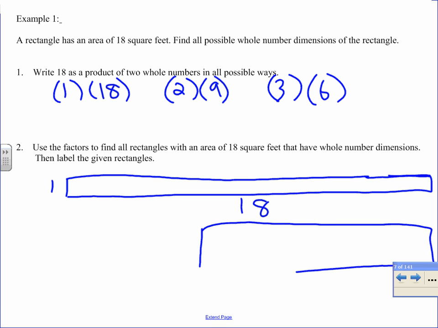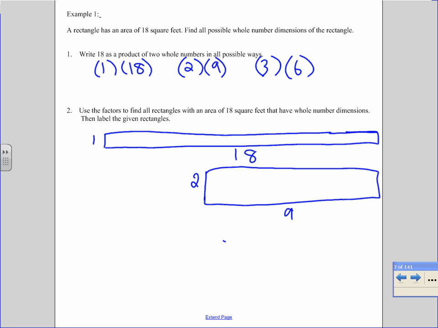Something like this. I'm not a very good person to draw things. Okay, so kind of like that. And then what about the 3 by 6? Mary?